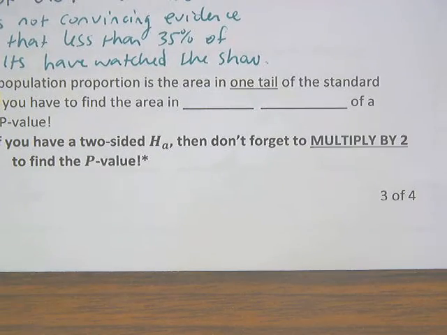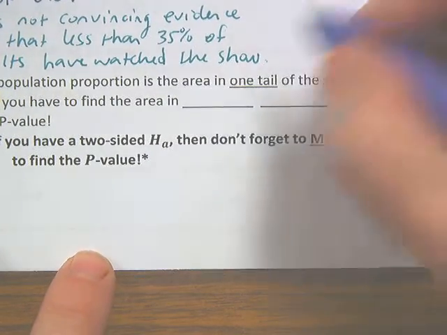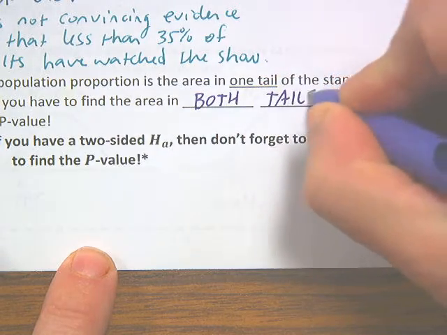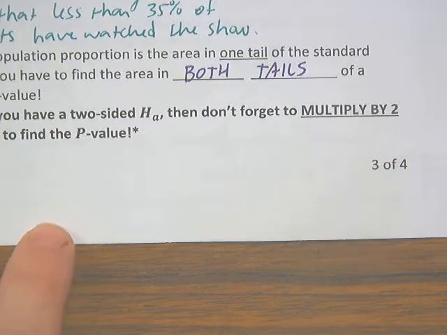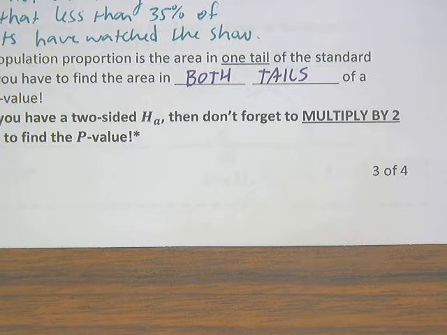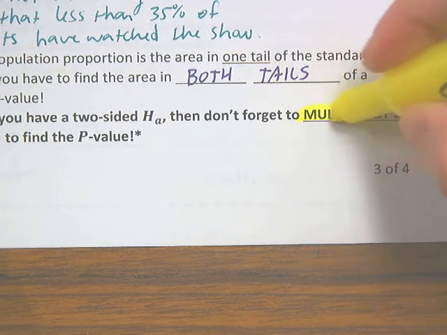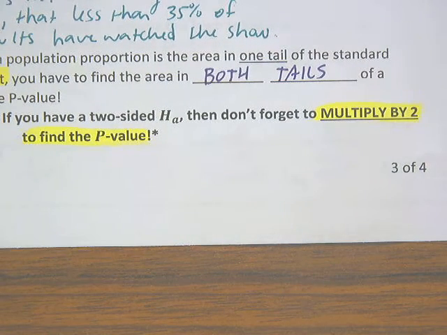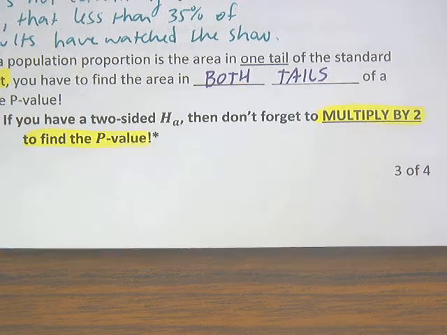The only difference between what we've done and example 3 is you're going to have to find the area in both tails. That's really easy. You'll just find the area in one tail. You can choose the left or the right, doesn't matter. And then just take what you get and don't forget to multiply by 2. That tiny little difference at the end, sometimes people forget. So just keep that in mind. Turn the page.